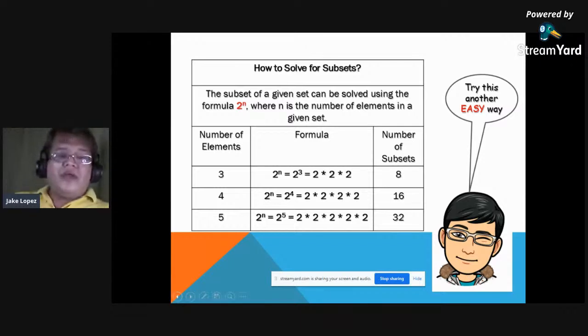For example, si set ay may tatlong element. So therefore, using the formula, 2 to the power of n equals 2 to the power of 3 kasi yung 3, ito yung number of elements. So 2 times 2 times 2 is 8, meaning 8 yung subsets niya. So pag 4 naman ang number of elements, so 2 to the 4th power is equal to 16. And pag 5 ang elements, 2 to the power of 5 is 32. Kasi ba ang dali? So yun. Yun ang pamamaraan or another way para mas mapadali yung ating pag-answer kung ilang subset ang nasa loob ng set.